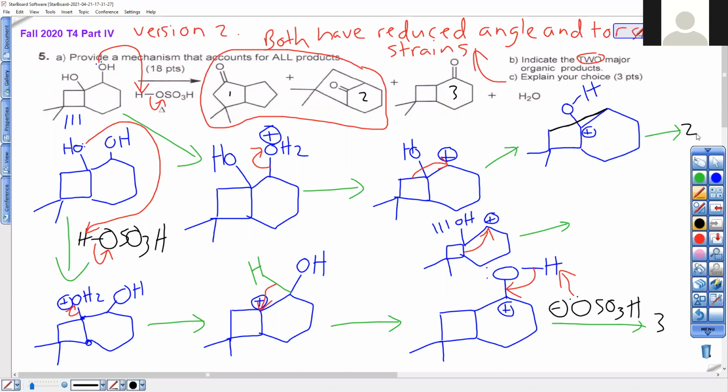Gotta have a base. Sulfate. It's really hydrogen sulfate, you know that. Grab H. Sigma becomes pi. End of story. There's product 2. Product 1 is probably going to come from this one. You're going to have a ring size 4 become 5 here, and 6 becomes 5.